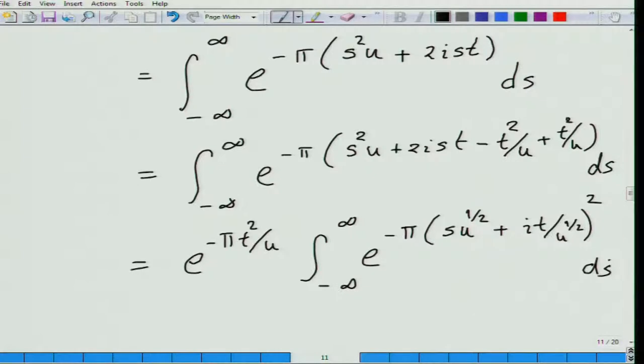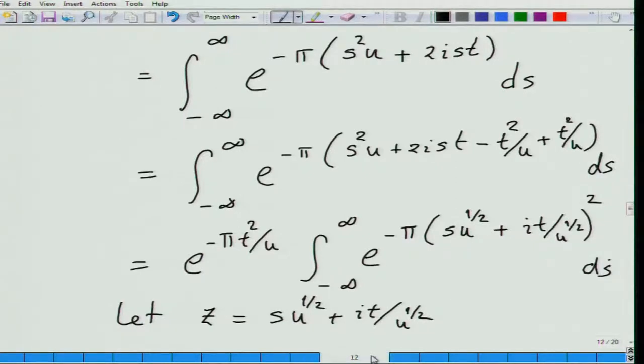Now, all we need to do is let z be s square root u plus i t by square root u. So far s, u, and t were all real. Now we move into the complex numbers by letting z be this and express this integral in terms of z.